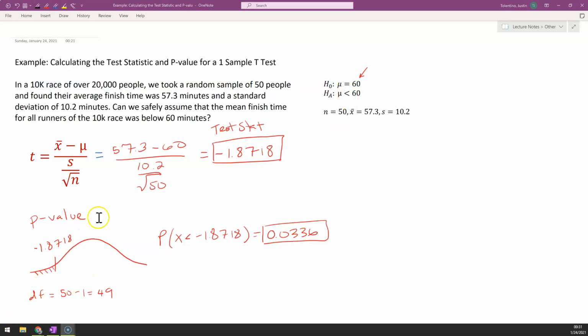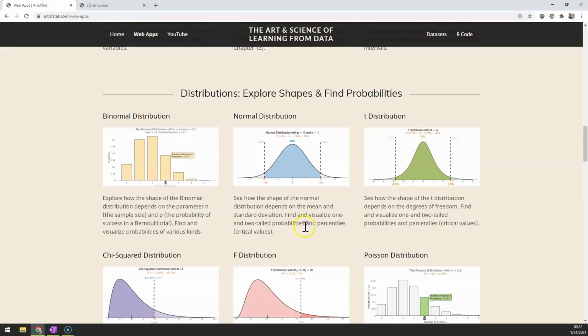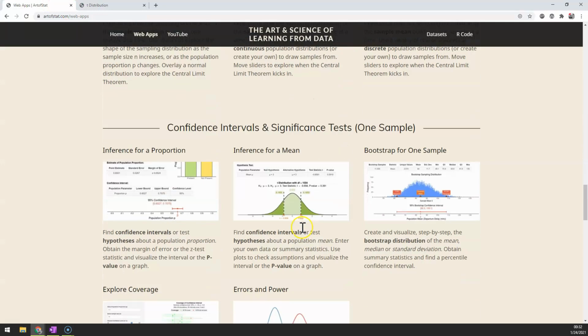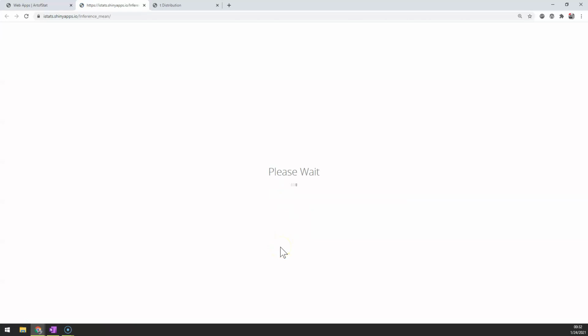So we saw how we can find these values just by finding how far it is away using our formula. And then we can find the p-value, the probability, by using our test statistic and the t-distribution. However, we know that ArtofStat is actually a little bit smarter than that, and we can give it all this information, and it'll tell us the test statistic and p-value automatically. So let's go through a quick tutorial on how we can do that. On ArtofStat, if we go down to the significance tests, this time we are doing an inference for a mean. So this is the one we will select.